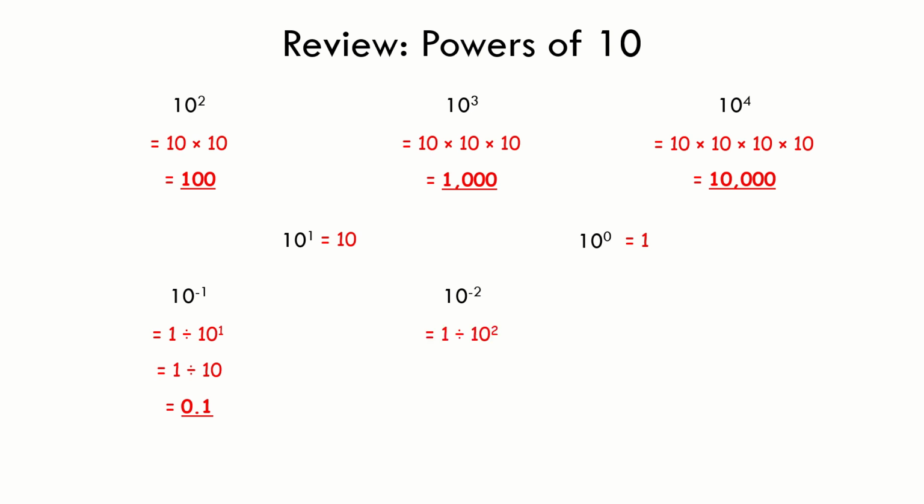Ibig sabihin nito, 1 divided by 10 raised to 2, positive na exponent niya, which means 1 divided by 100, which gives us 0.01. 2 decimal places. And kapag 10 to the negative 3, ibig sabihin lang yan, 1 divided by 10 to the third power, or 1 divided by 1,000. Which is 0.001, 3 decimal places.